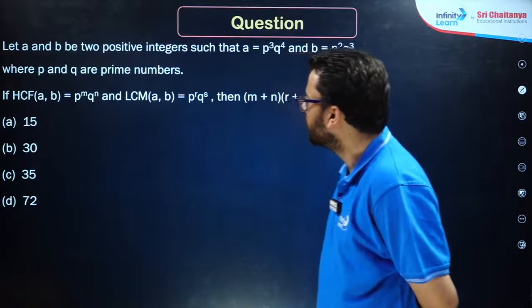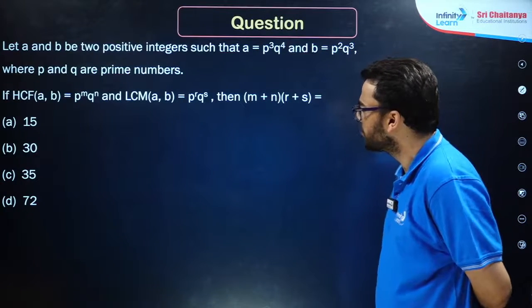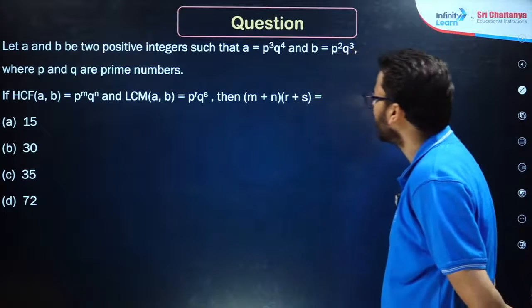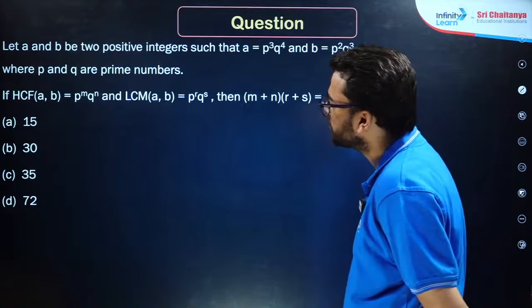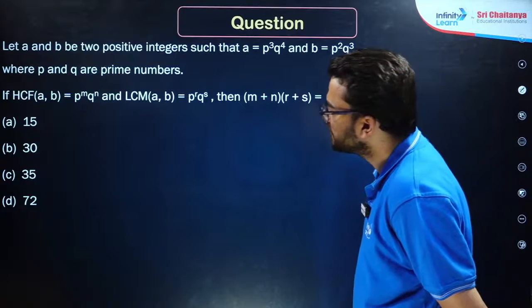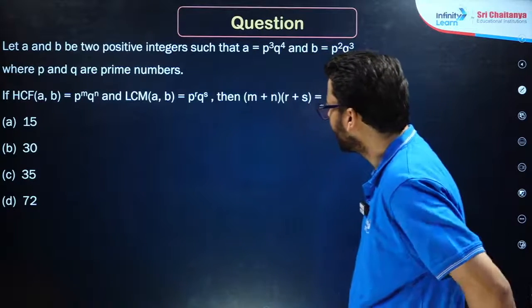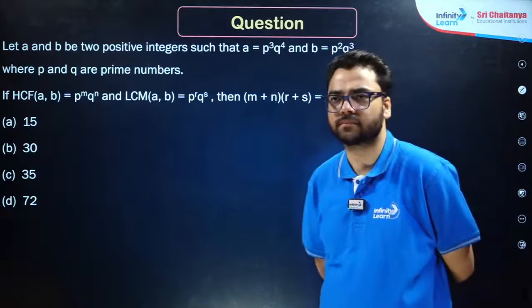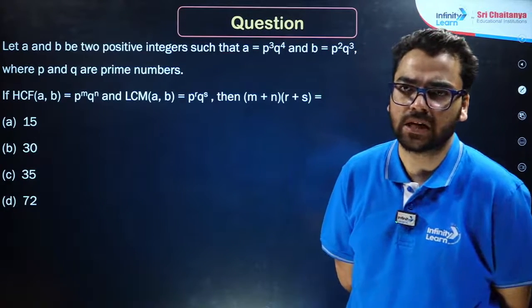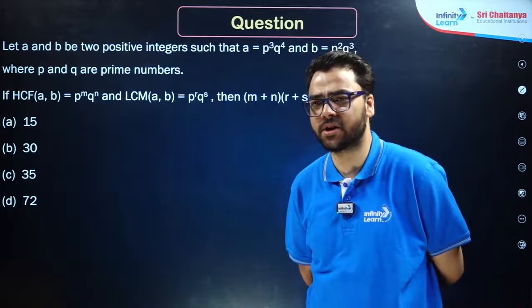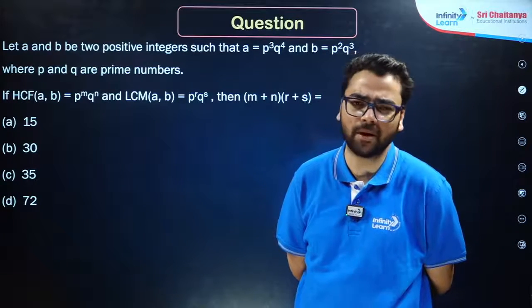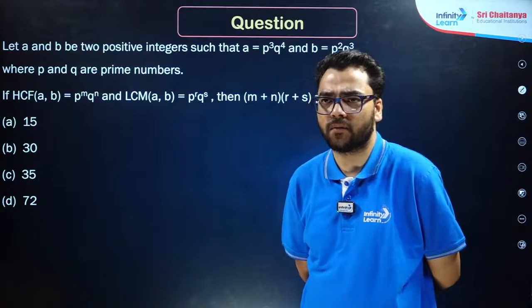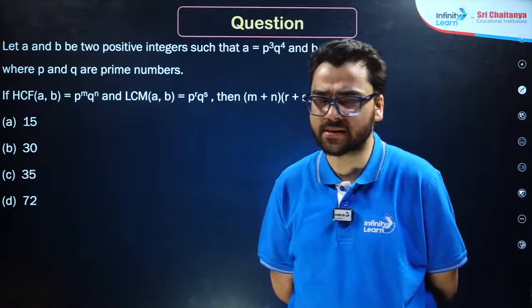If A and B are two positive integers, this is a previous year question of CBSE only, such that A is this, B is this, where P and Q are prime numbers. If HCF is this, LCM is this, then you have to find the value of this thing. I guess it is a sample paper question of last or second last year.